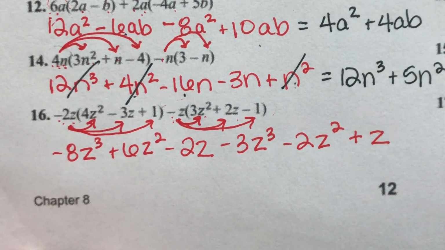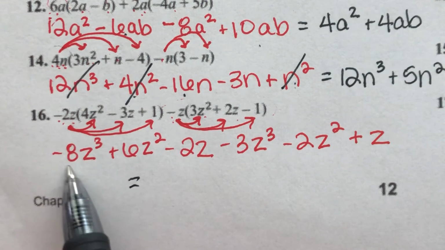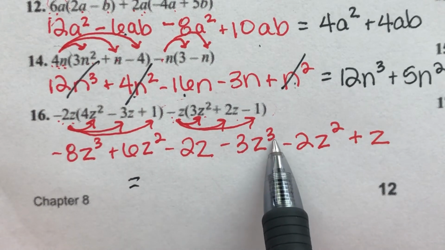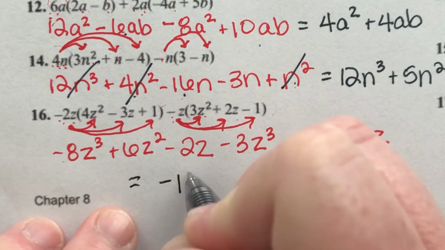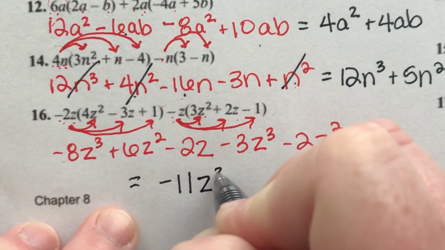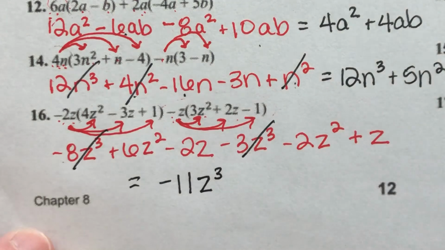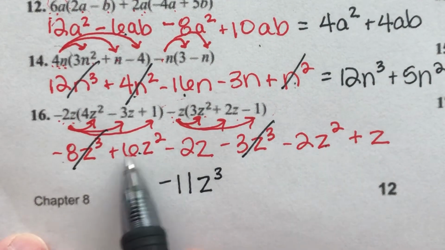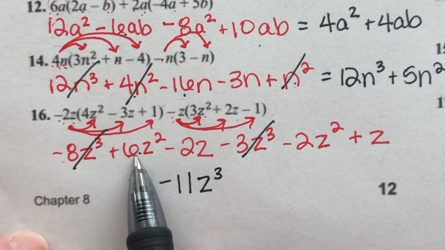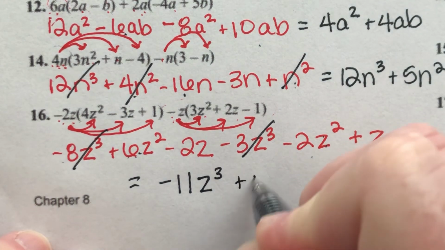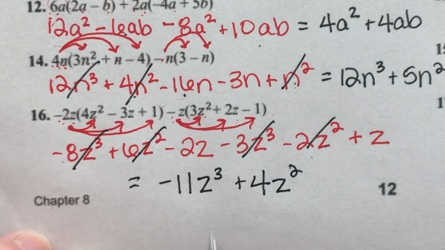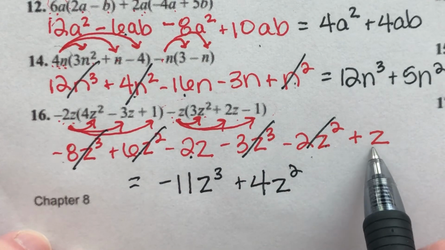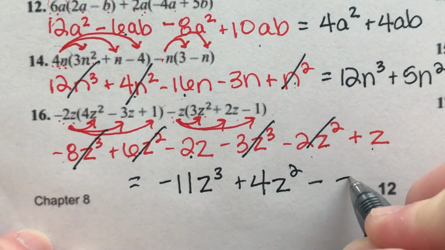Now what can I combine? Do I have another z to the third? Yes, right here, negative 3z to the third. So negative 8 minus 3 is negative 11z to the third. So I use that. Then z squared, I've got 2 of those. 6z squared minus 2z squared, so 4z squared. And then negative 2z plus z is just negative 1z.